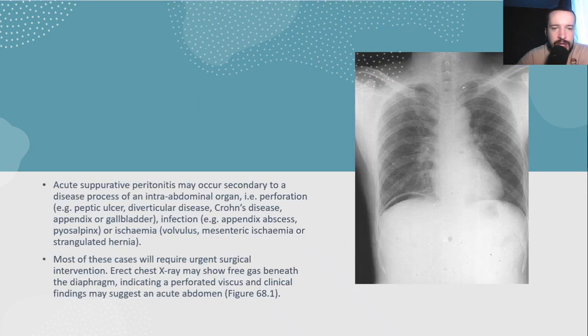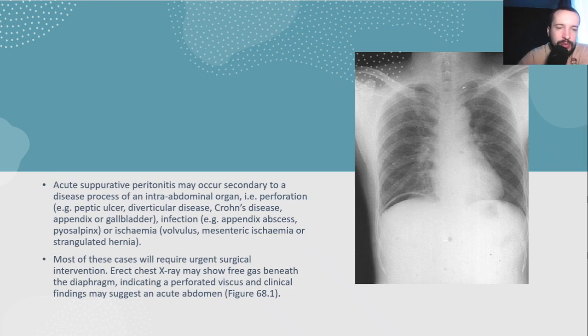Acute suppurative peritonitis may occur secondary to a disease process of an intra-abdominal organ. Perforation, for example, of the gut. Yeah, you see the gas on the X-ray. There is the diaphragm, white line. There is the lung, black, and there is the gas under the diaphragm.